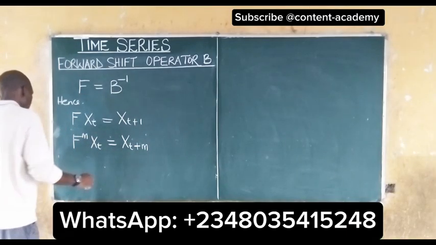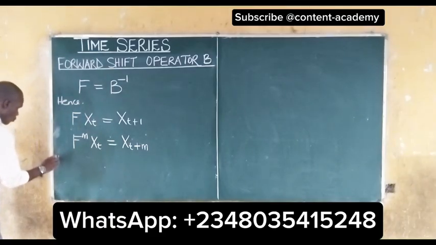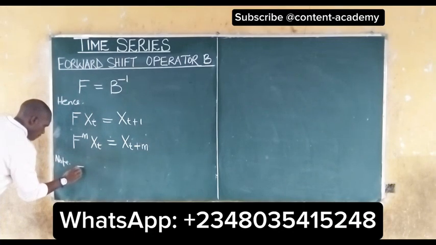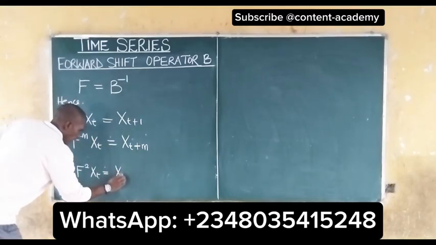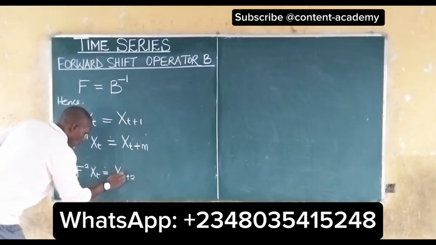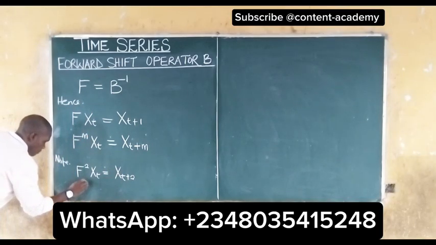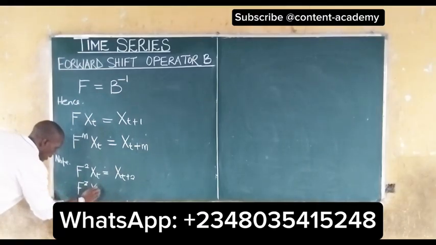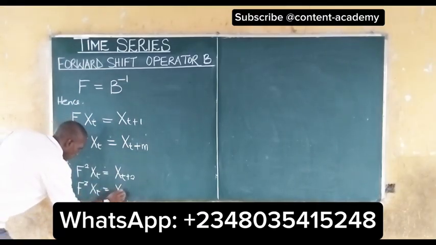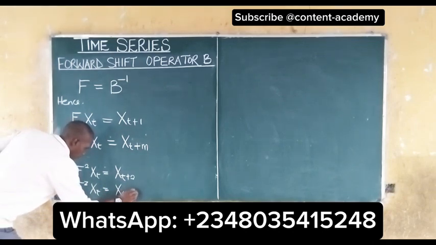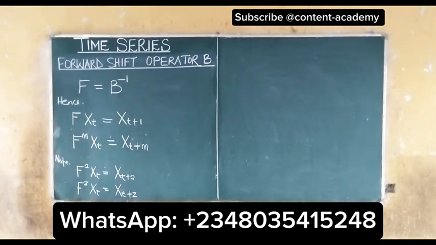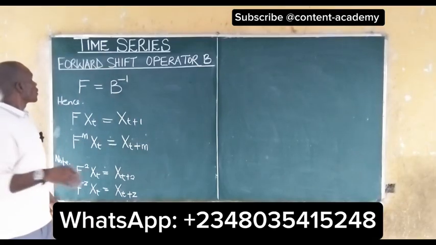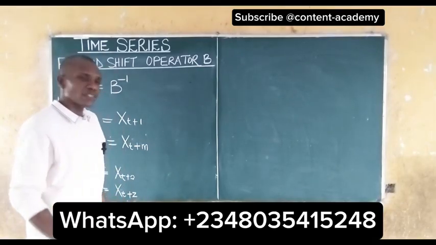Now, it then means that, note, F raised to the power of 2 Xt will be equal to Xt plus 2. F raised to the power of z Xt is equal to Xt plus z. That is it. Now, we also have what is called the forward difference operator.